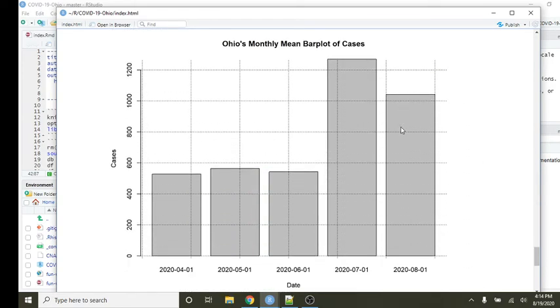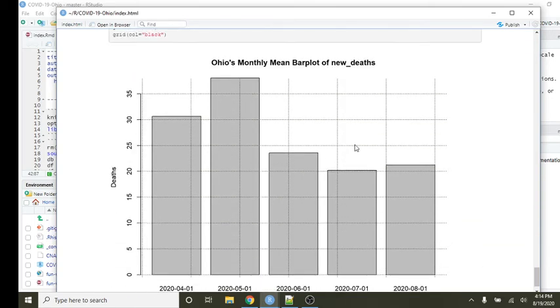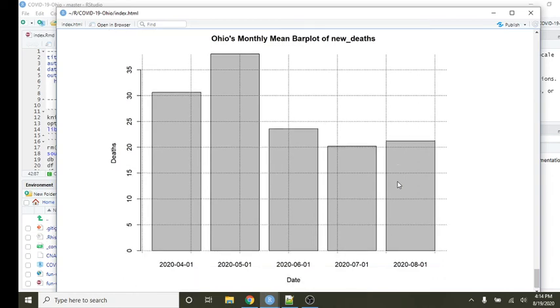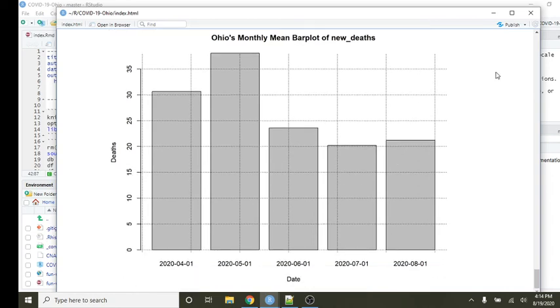Let's take a look at the monthly averages. Biggest month average for cases was, of course, July, but you can see August halfway through, even at the average levels, almost caught July. Deaths, the peak was in May, average number of deaths in May by day, and then we've already surpassed the July total.